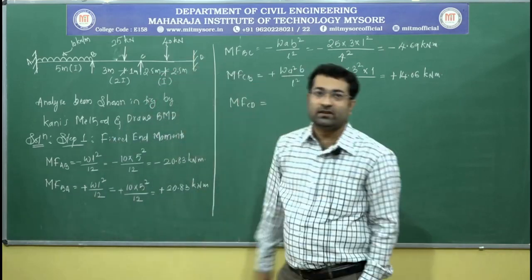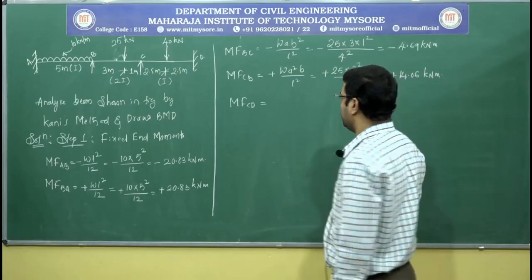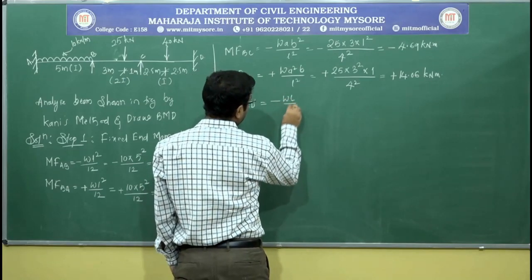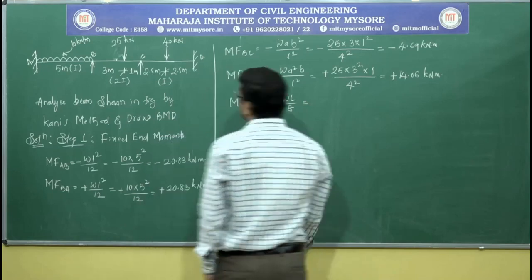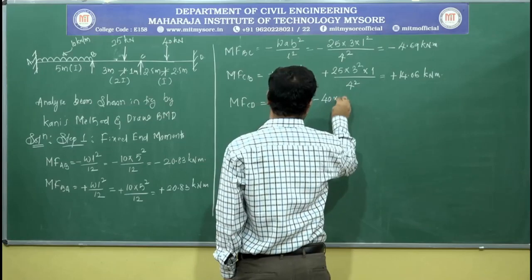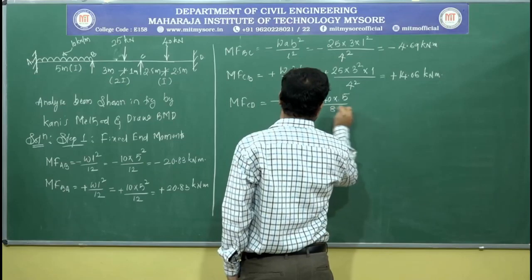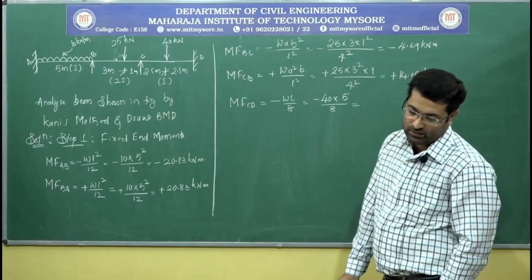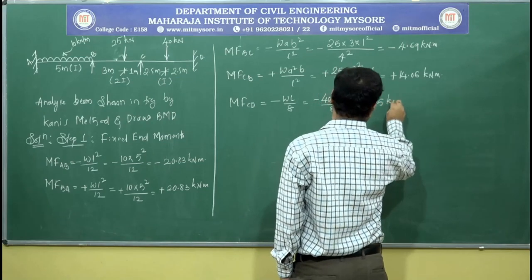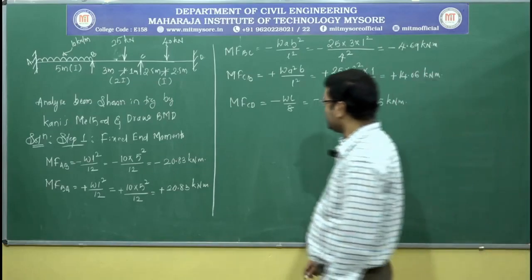So you can see here on the span CD we have a 40 kilonewton concentrated load acting exactly at the center. So you can use the formula minus WL by 8. W is the magnitude of the load, that is minus 40 kilonewton. The total span is 5 meter, divided by 8, which gives you a value of minus 25 kilonewton. Minus 25 kilonewton meter is the fixed end moment at C.